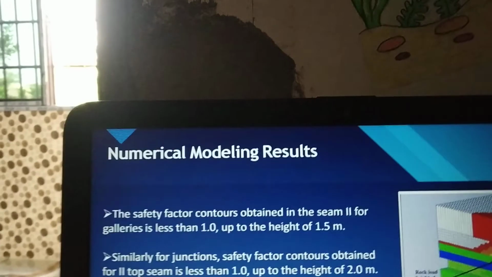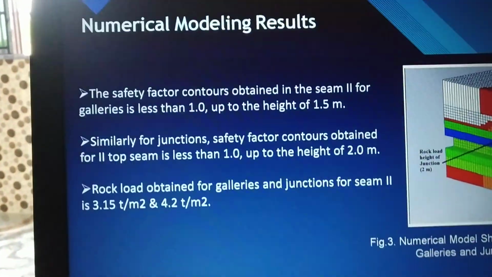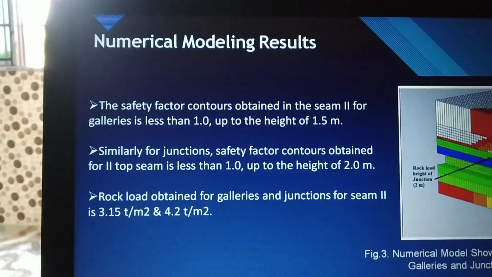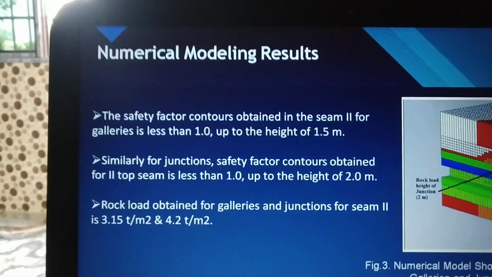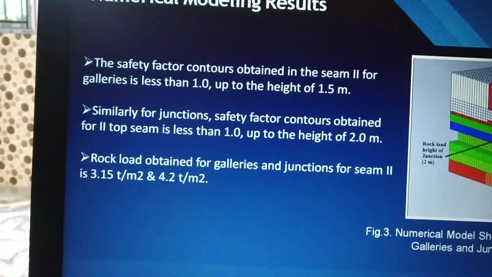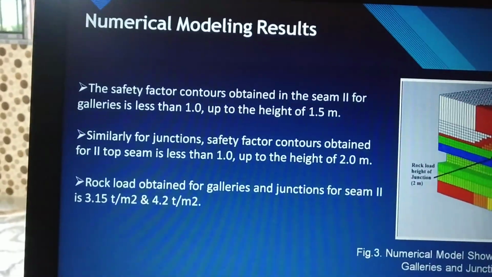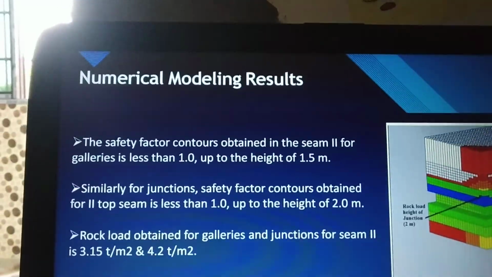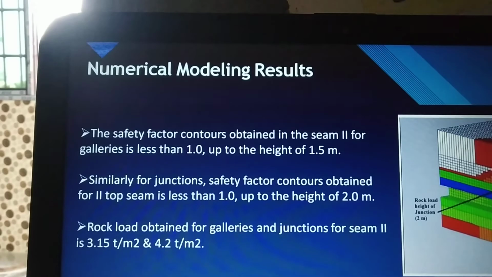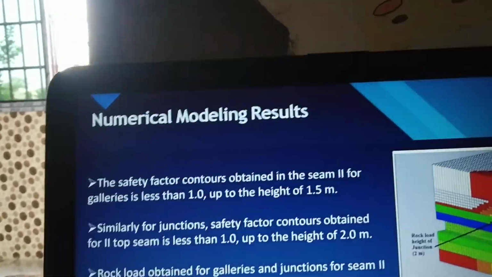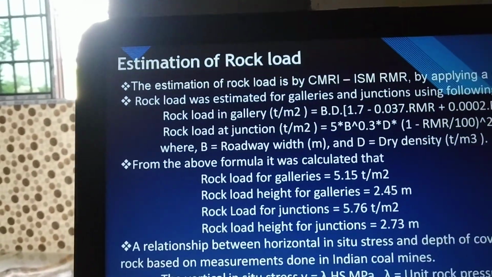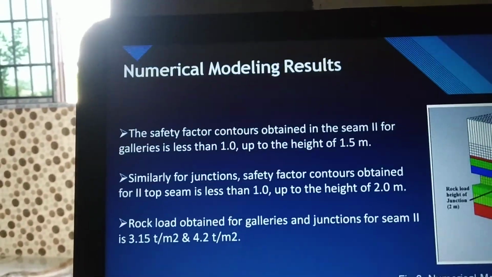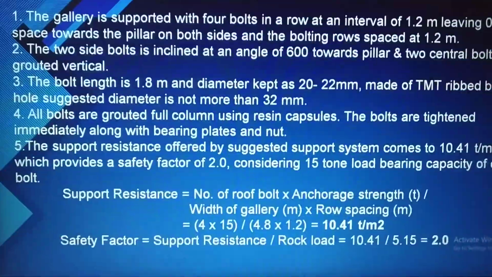The safety factors that the contours obtained for the second seam was less than 1 meter. That is, it needs a strong support system which might consist of cable bolts or resin bolts or grouted cable bolts. It depends upon the height, which has been found to be 1.5 meter, and the rock load obtained for galleries and junctions was 3.15 ton per meter square and 4.2 tons per meter square.